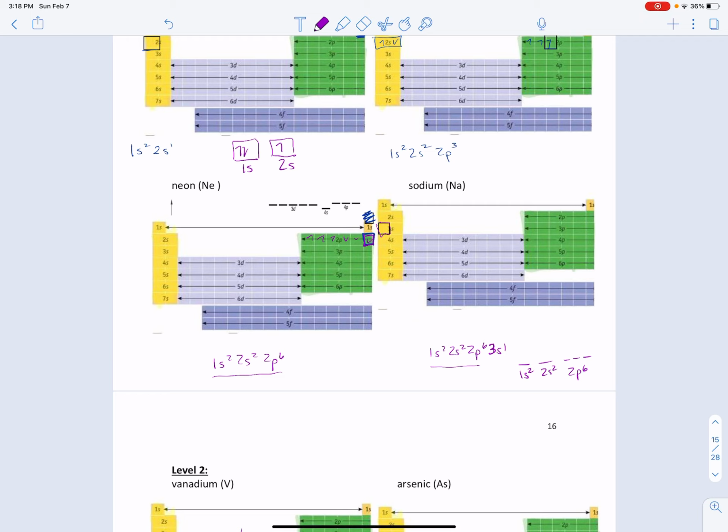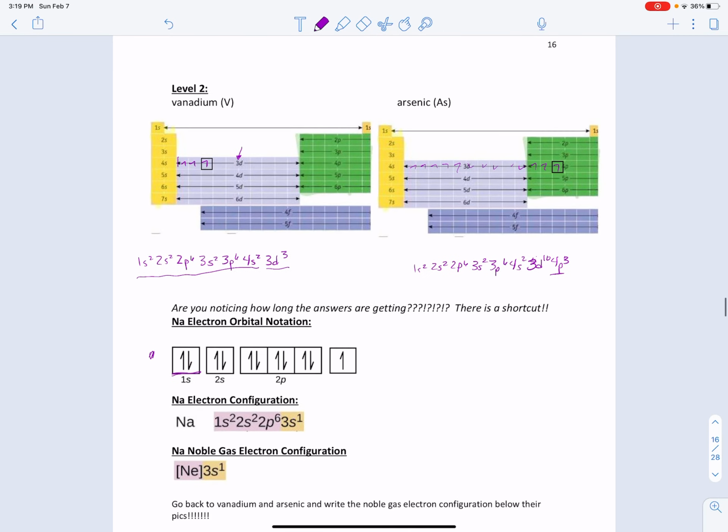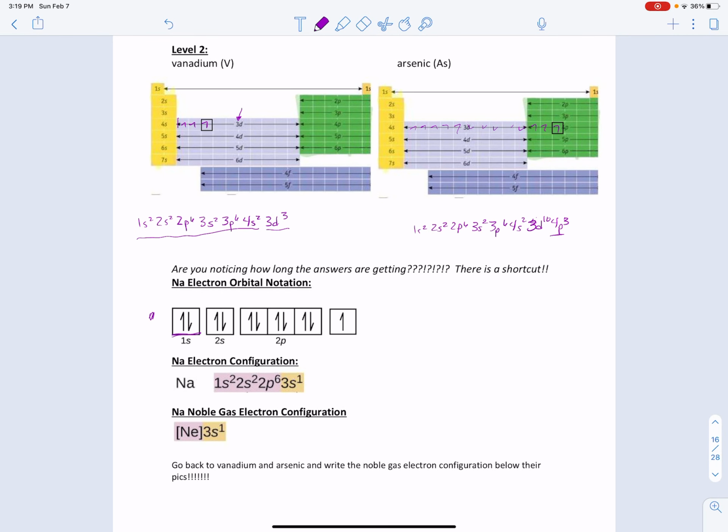2p6, and I didn't leave enough room for my 3s. Maybe I'll slide this up. 3s. So 1, 2, 3, 4, 1, 2, 3, 4, 5, 6, and then 1. And again, if you want those to be boxes, you can make them boxes. This is going to be really useful. Looking at it with this notation is going to be useful to see something weird that happens in one little section of the D block. There's an unusual thing that happens because this is chemistry, and of course unusual things happen when we make predictions.